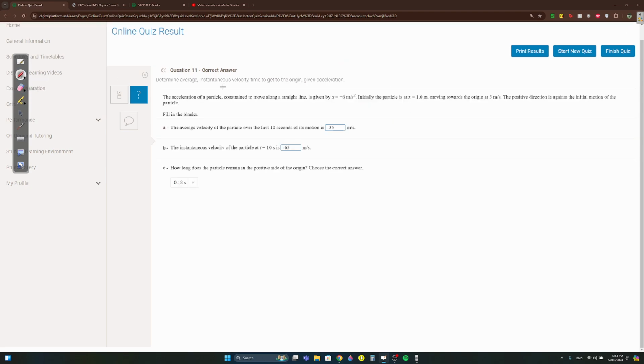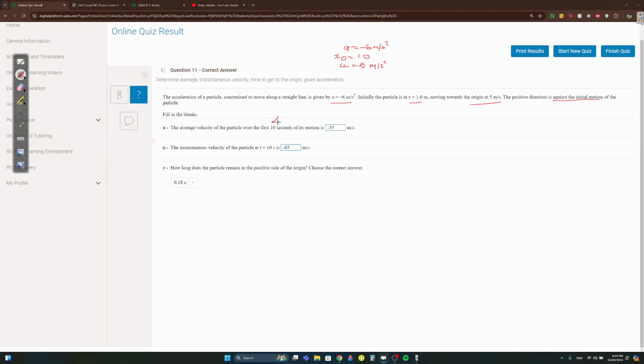The acceleration is considered to be constant. Okay, they gave us a equals negative 6. They gave us that the particle is initially at x equals 1, so x node is 1, moving towards the origin at 5. This is still part of u. Be careful. They said the positive direction is against the motion. So that means it's negative 5 meters per second. Since we're moving towards the origin, it's negative.